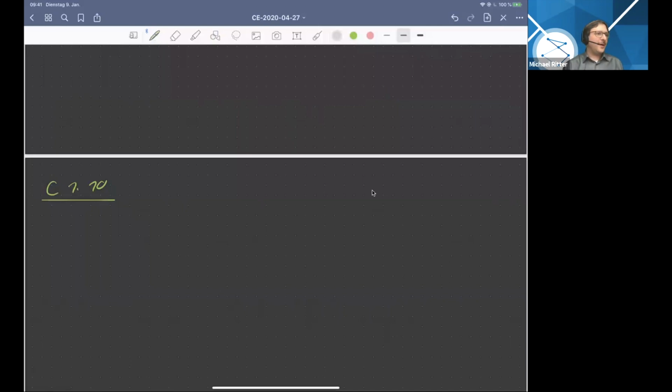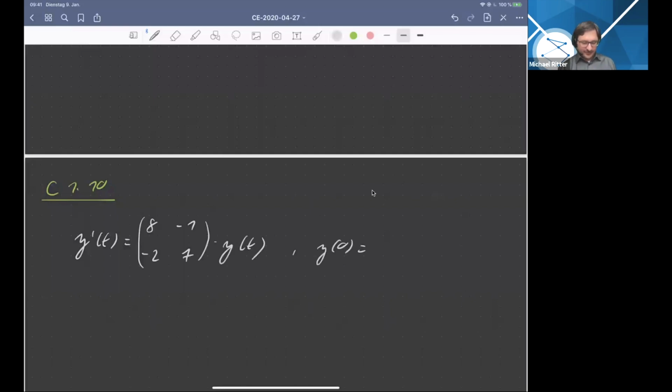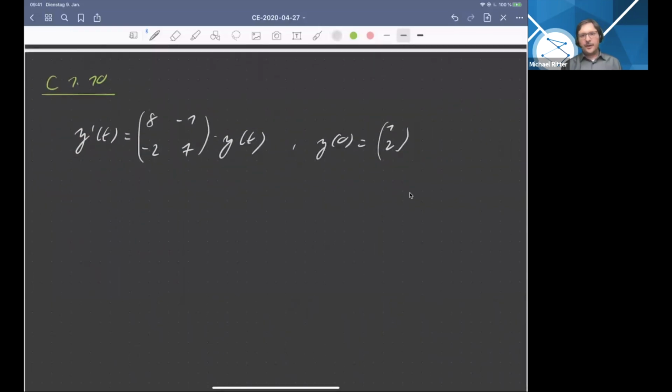So here we have a differential equation system with just two differential equations of the form y prime of t equals the matrix (8, -2; -1, 7) times y of t. And we have an initial value, y of 0 equals (1, 2). Okay, how do we solve a system like this?